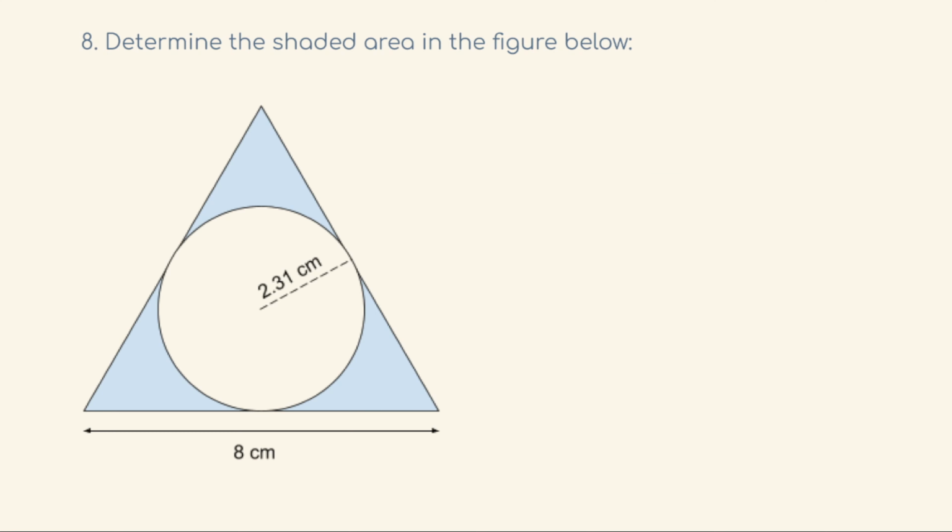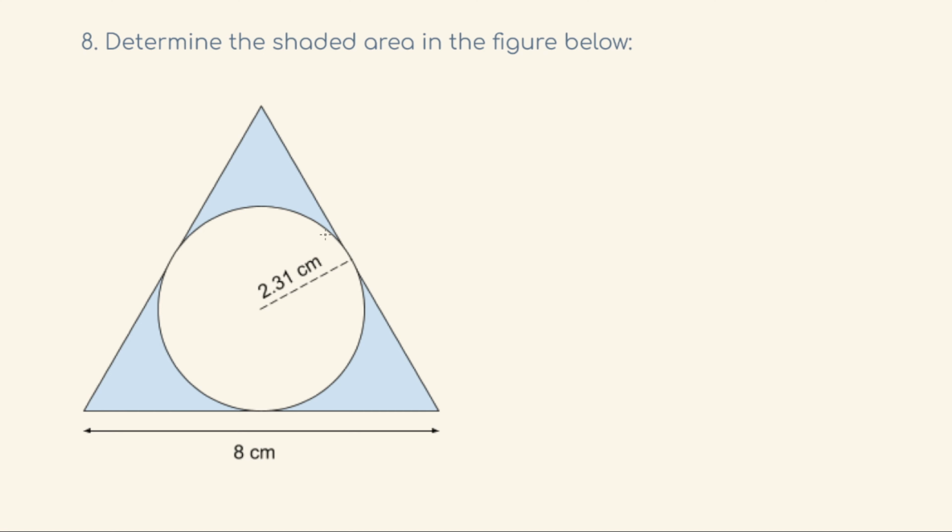All right, question 8. Determine the shaded area in the figure below. So this is very similar to the last question. We've got a shape and then a shape that's been cut out of it. In this case it's a triangle with a circle that's been removed. So if we want to find the shaded area, we're going to find the area of the triangle, take the area of the circle, and subtract that from the area of the triangle.